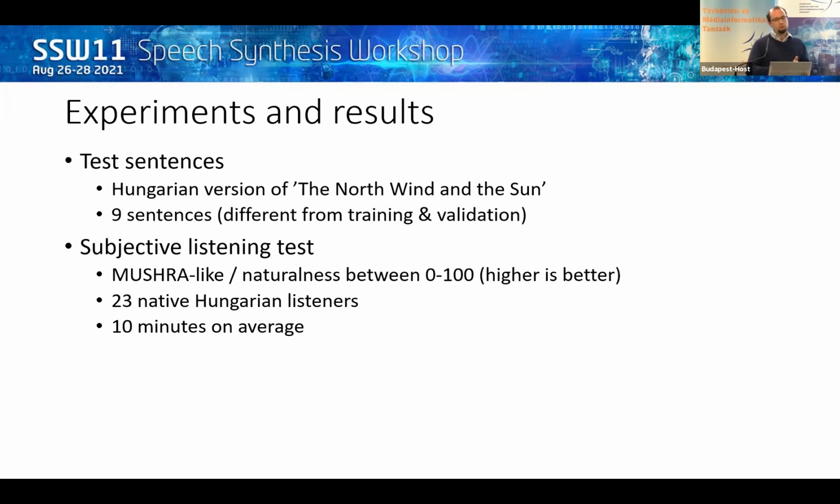We synthesized sentences which were, of course, different from the training and validation. The test sentences for synthesis are coming from the Hungarian version of the North Wind and the Sun. These are 9 sentences. And we conducted an online subjective listening test, like a MUSHRA-like listening test, where the naturalness had to be rated by the subjects between 0 and 100. So the higher is the better. 23 Hungarian subjects took part in the experiment, which was roughly 10 minutes long.